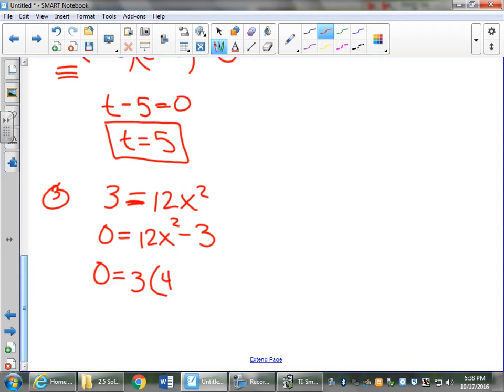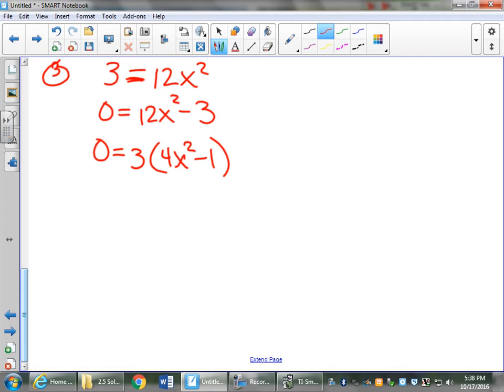The only way I taught you guys how to factor a quadratic with 2 terms is if there was a GCF, or if it was one of our shortcut strategies, the difference of 2 squares. So I took the GCF out first, but this can still be factored more. This is a difference of 2 perfect squares. 4 is a perfect square, 1 is a perfect square, and it's a difference, it's subtraction.